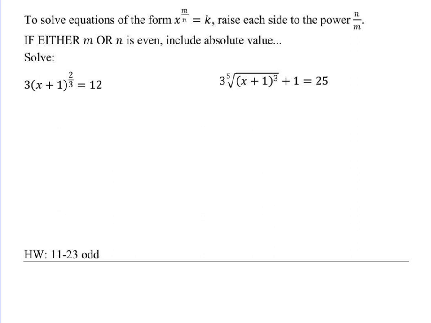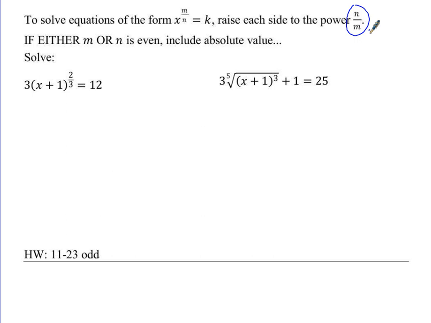To solve equations of the form x to the m over n, so a rational exponent, equals some constant, raise each side to the power. What happened to the power? It's a reciprocal. So raise each side to the reciprocal power, because when you raise powers to powers, you multiply. And if I multiply m over n times n over m, what do I get? 1. And I'd be left with x to the first power.